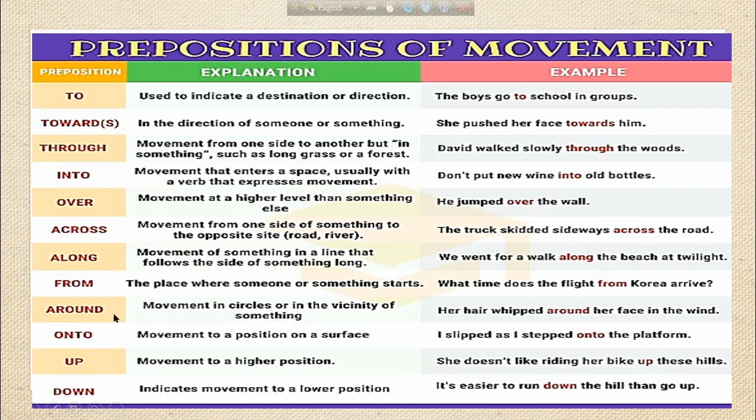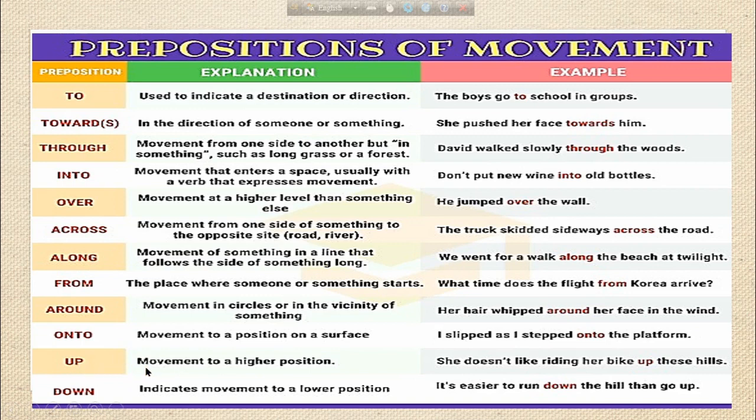Around indicates movement in circles or in the vicinity of something. Her hair whipped around her face in the wind. Onto indicates movement to a position on a surface. I slipped as I stepped onto the platform.